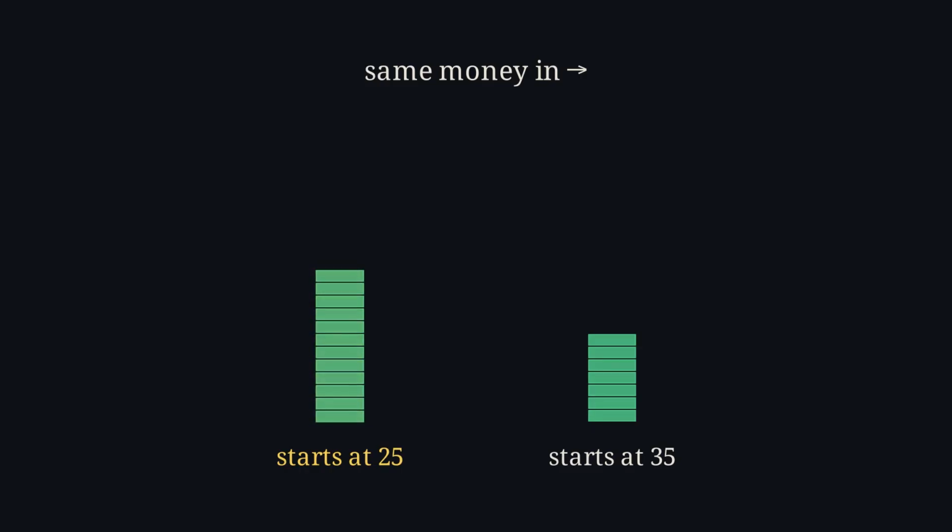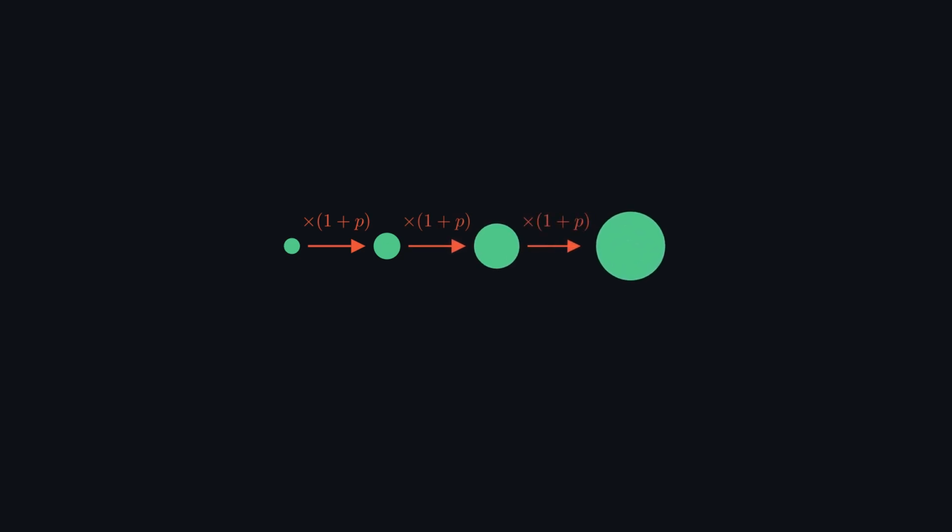And by retirement, the early starter has almost twice as much. Same money in. Wildly different money out. The culprit has a name you've heard, but maybe never really felt: compound interest. Money that earns interest, and then that interest earns interest, and so on forever. It doesn't add up. It multiplies up. And the tool that captures exactly how it multiplies is one tidy little equation.